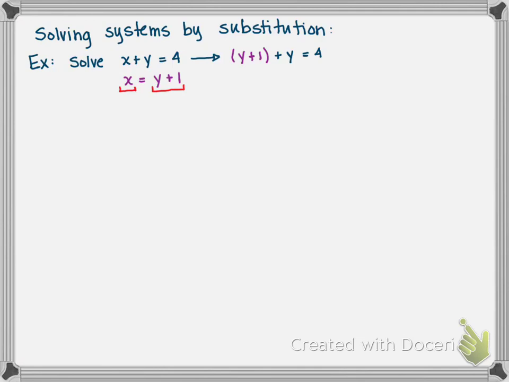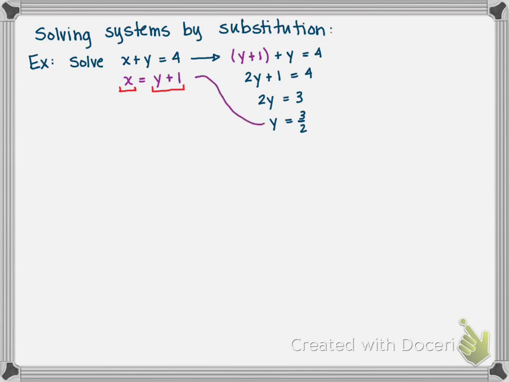Now notice that we have an equation that just has one variable in it, and we know how to solve equations with one variable. So I'm going to combine like terms, and then solve. So I get 2y equals 3, and y equals 3/2. So I just found the y coordinate of my solution, and now I just need to find the x coordinate.